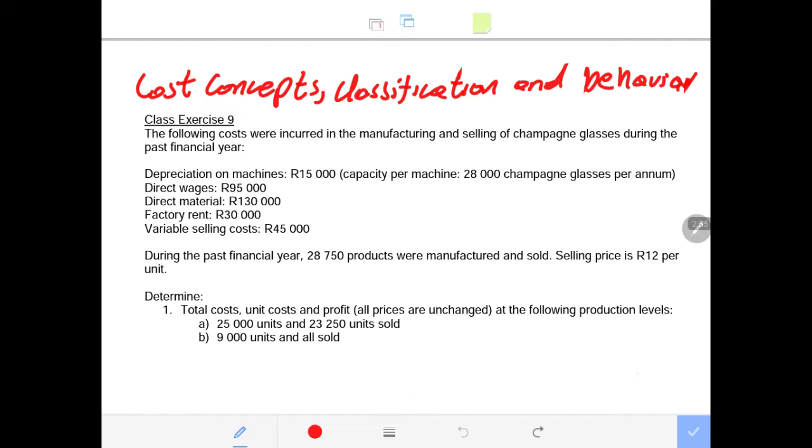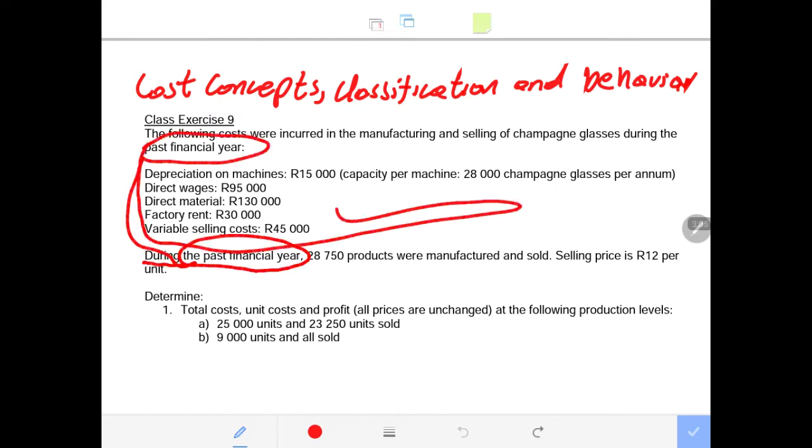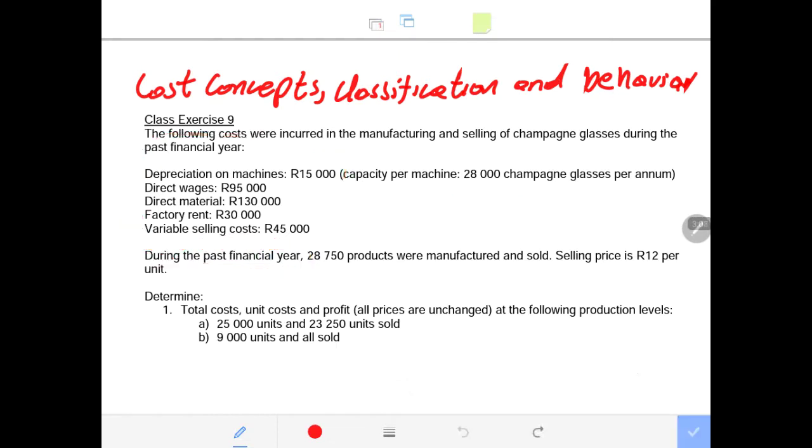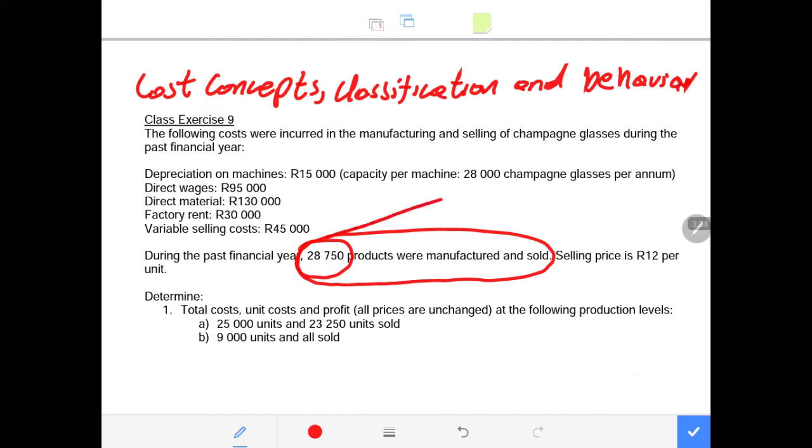Now we are further told that during the past financial year, which is the period we are referring to, where all these costs were incurred, 28,000 units were manufactured and sold, meaning everything that was manufactured was all sold. And we manufactured 28,750. And 28,750 units is above the maximum capacity for one machine.